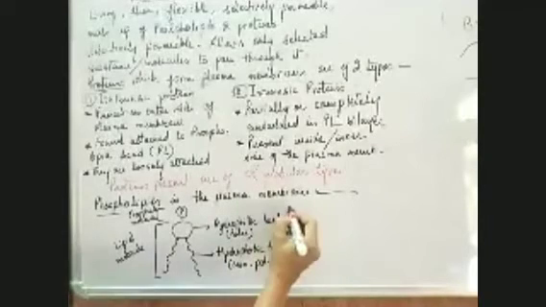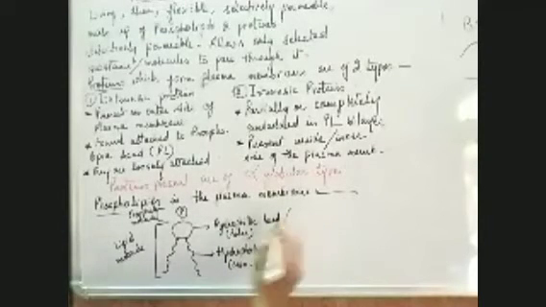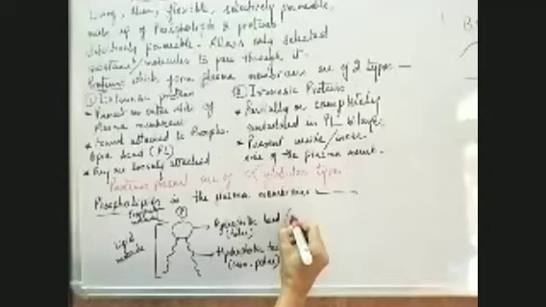So we have hydrophilic head and hydrophobic tail. What do we mean by hydrophilic and hydrophobic? Hydrophilic is water loving, hydrophobic is water hating. If it is soluble in water, or it allows water soluble substances, we call it hydrophilic. Water loving.